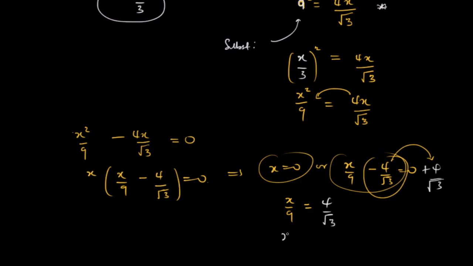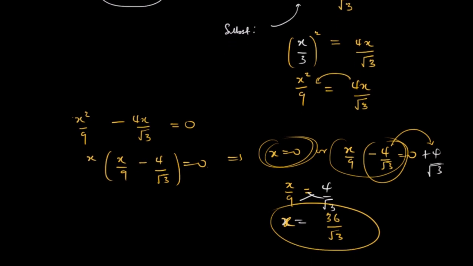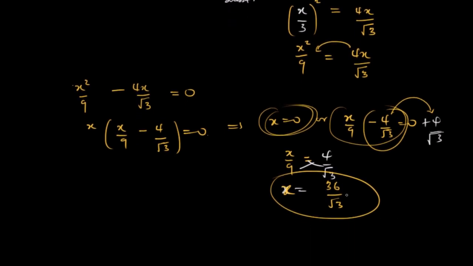So that means x is just going to be, so you cross multiply. So x would be 4 times 9, that is 36 all over root 3. So this is what we obtained for x. We obtained two values for x: x equals 0 and x equals 36 all over root 3. Now because I have a root sign at the bottom, I want to try and rationalize this fraction here such that I do not have any root sign at the denominator.